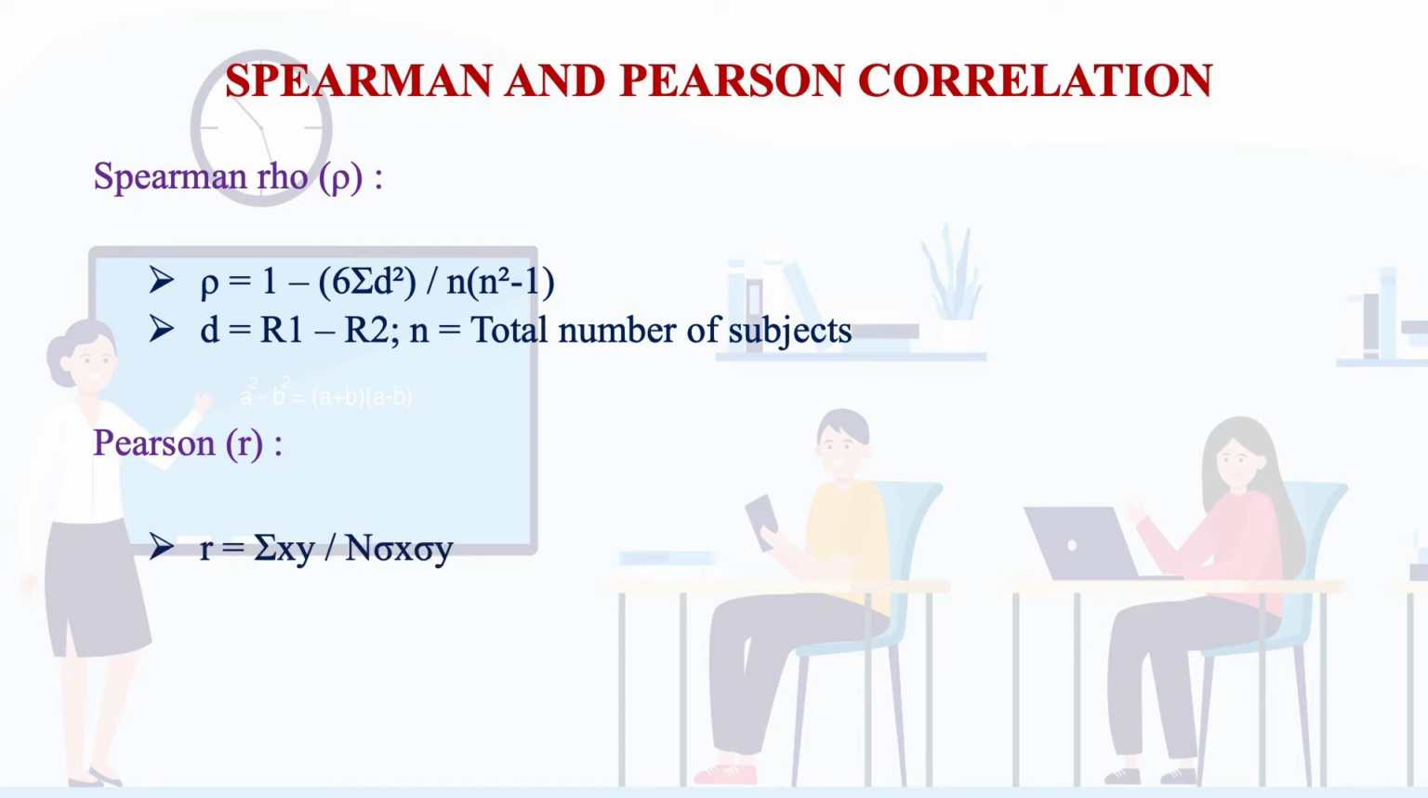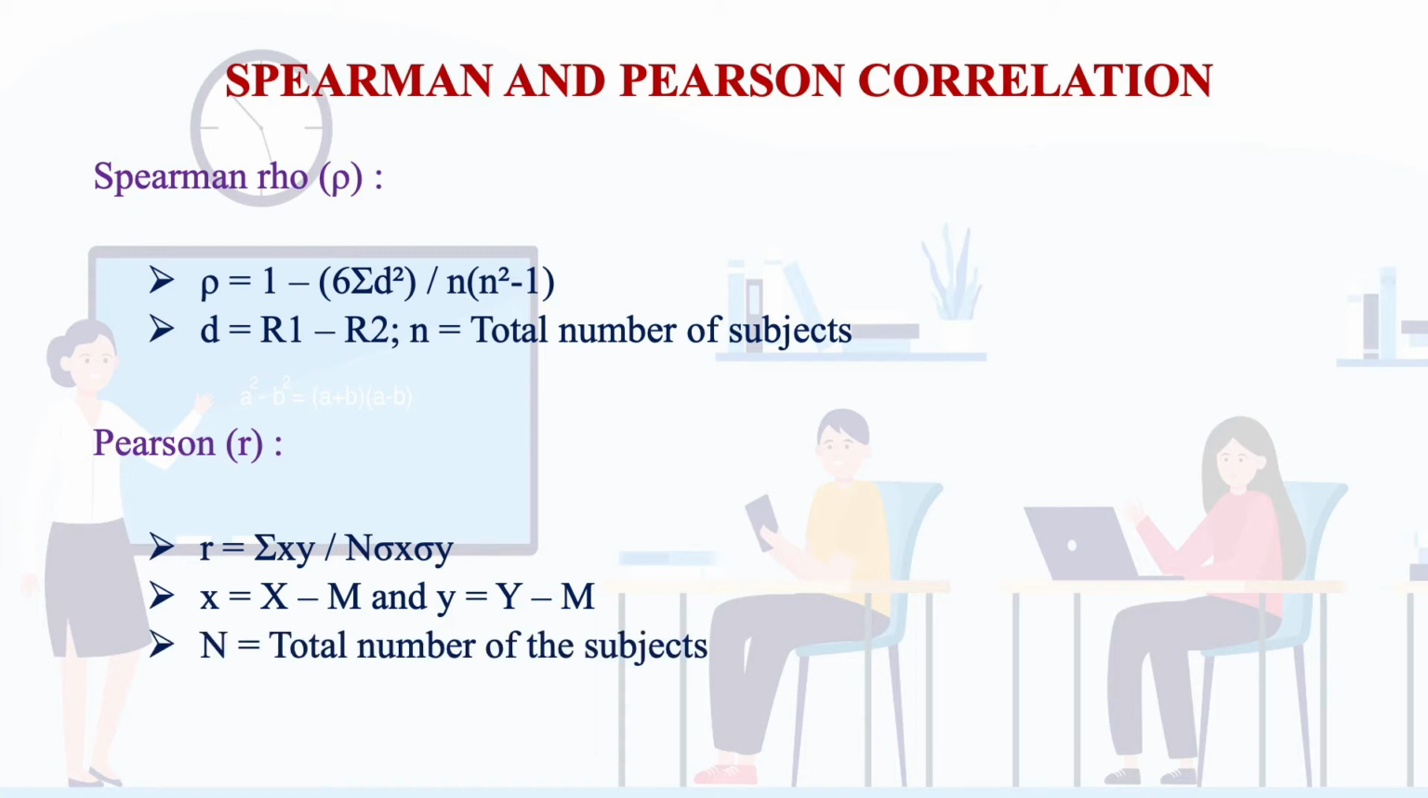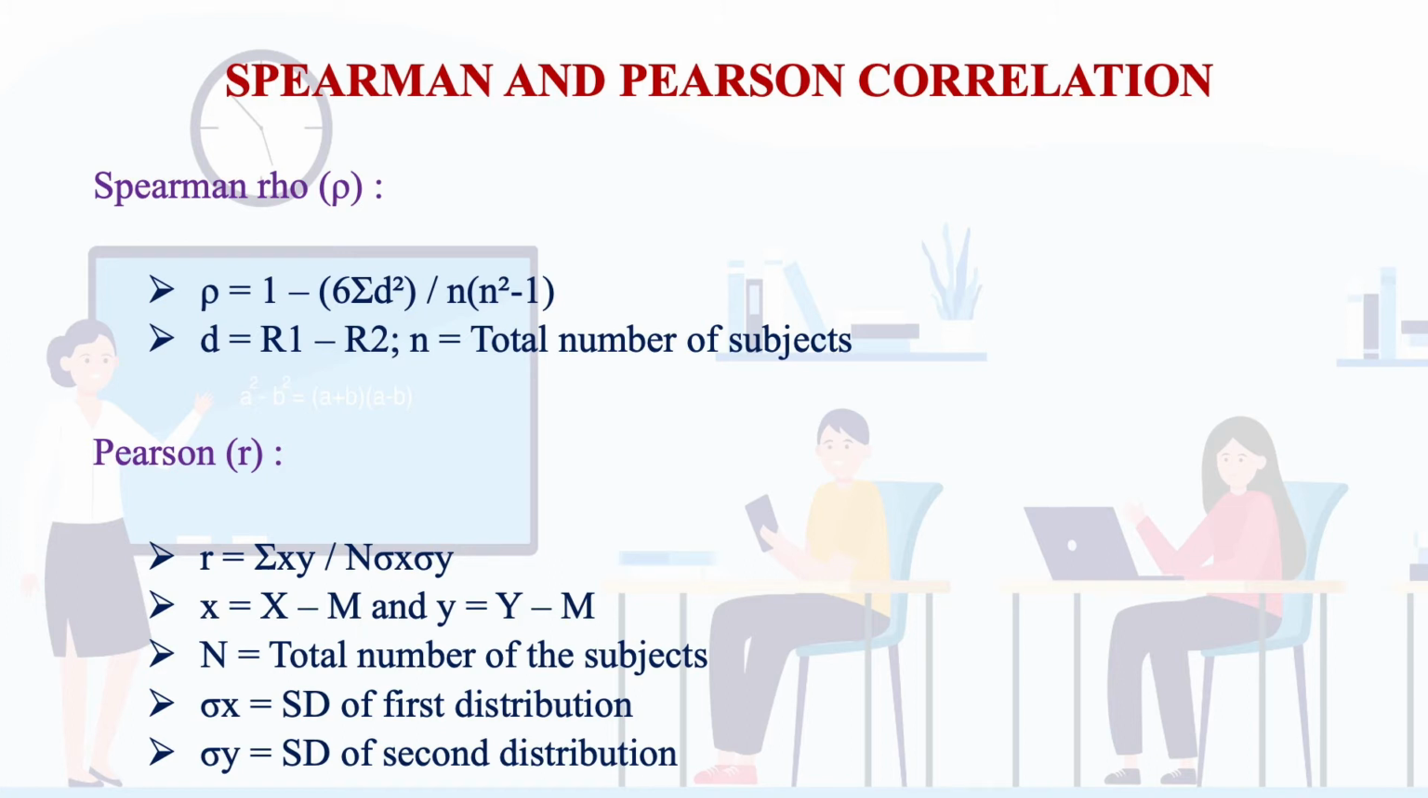The formula is R is equal to summation of xy upon n into sigma x into sigma y. Okay. So here small x is capital X minus m. Capital X is the individual score and m is the mean. Accordingly, y is Y minus m. Y is the individual score in the retesting and m is the mean of the retesting, that means in the second group. And n is the total number of the students, and sigma x is the standard deviation of the first distribution, sigma y is the standard deviation of the second distribution.